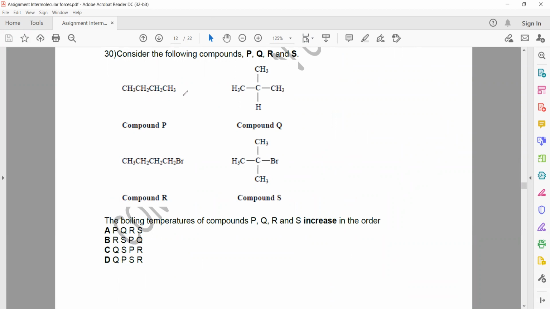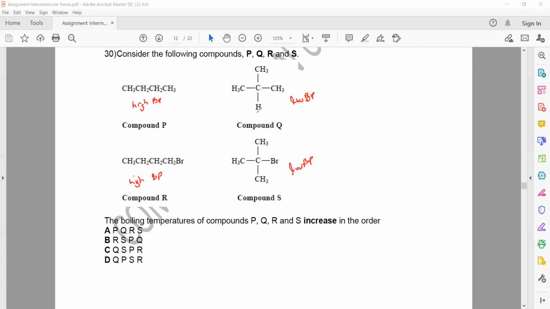So compound P is a straight chain. This is a branch. So straight chain will have a high boiling point, and the branched one will have a low boiling point. Then this is straight chain and this is branch. So straight chain will have a high boiling point and branch will have a low boiling point.